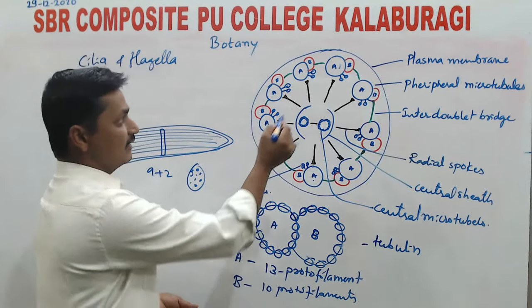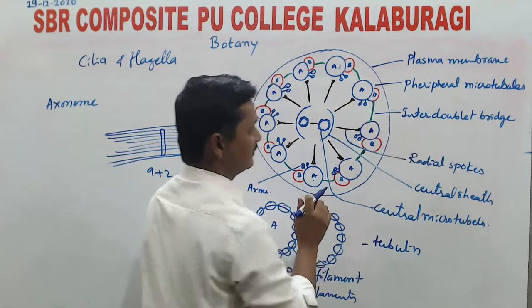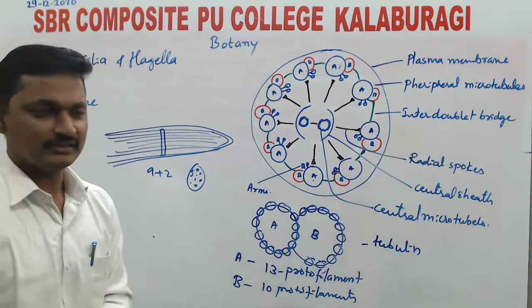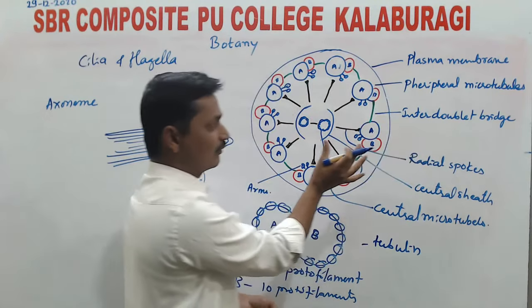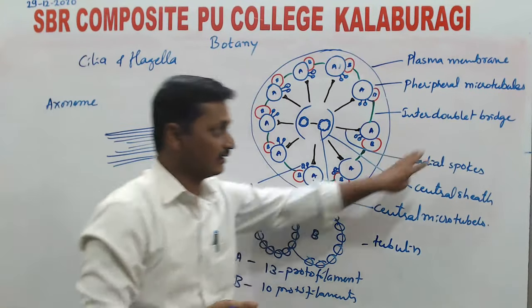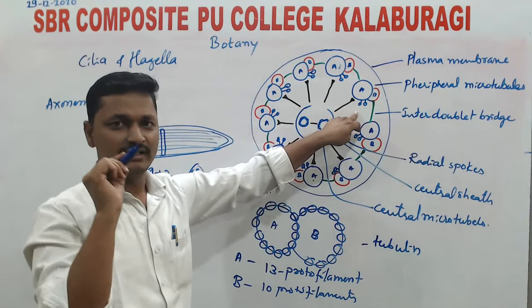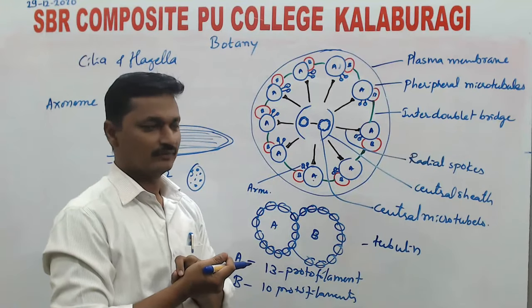These are connected to each other through the inter-doublet bridge. The green colored bridge is also a proteinaceous bridge, and it is meant for the coordinated movement or coordinated work of all the microtubules. So the inter-doublet bridge is made for the coordinated function of the microtubules.